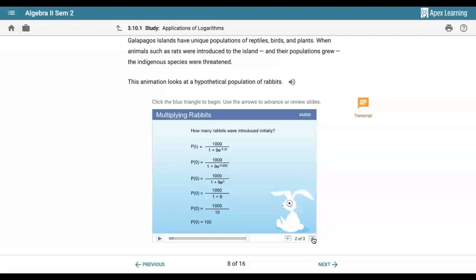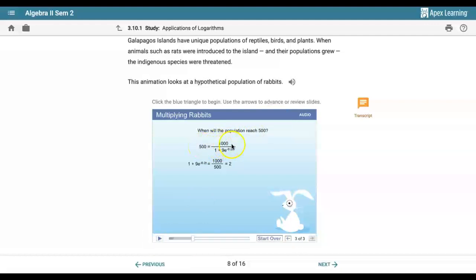We can plug in a 0 for our T, and solve for P of T by plugging in and using our algebraic operations. So we were left with 100. To answer the next question, set P of T equal to 500. So when will the population reach 500? That's saying P of T is equal to 500.